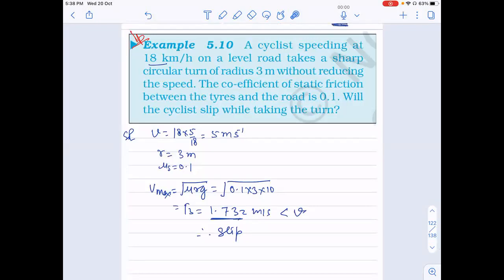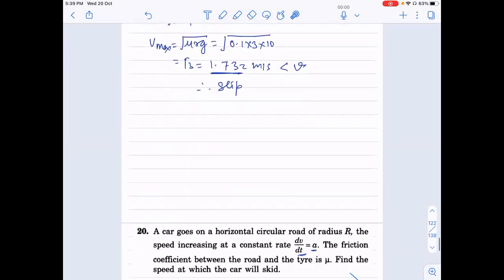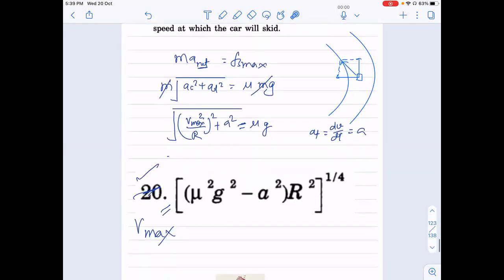So the maximum safe speed is much below what he is riding. He is riding at 5 meter per second, but he should maintain only 1.7 for the given road conditions and radius of turning. Clear to everyone? Yes, sir. So questions like these can be asked. Now, okay, this we can leave it.